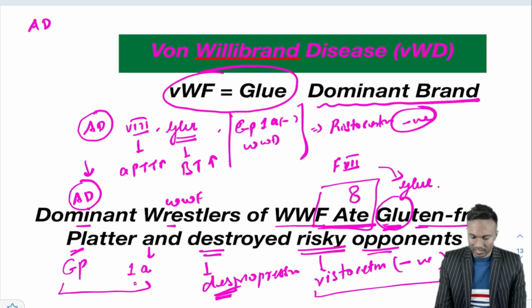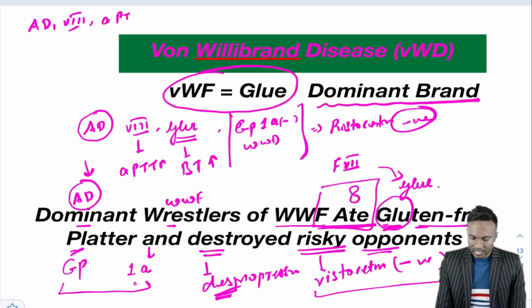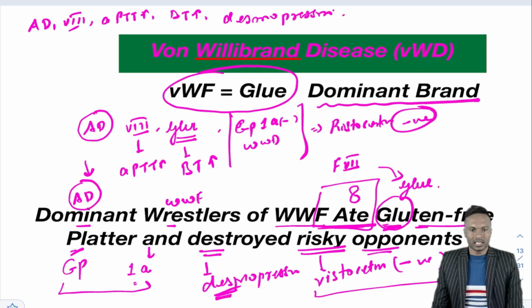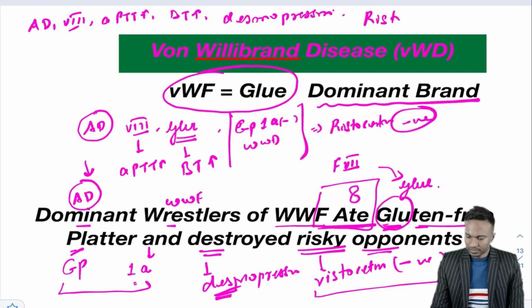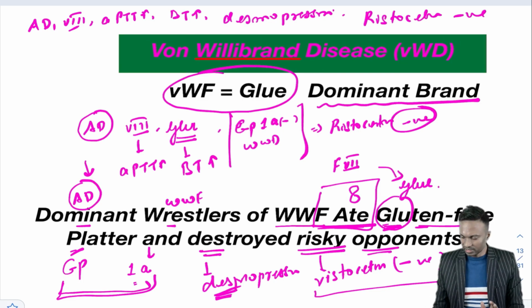Be it autosomal dominant, how it is related to factor 8, increase in APTT, increase in bleeding time. What is the treatment? That is desmopressin. And the other test is ristocetin negative. What other disease manifests with a ristocetin negative test? That is deficiency of glycoprotein 1A, that is Bernard-Soulier syndrome. So I hope this mnemonic is quite helpful in memorizing all related things with von Willebrand disease.